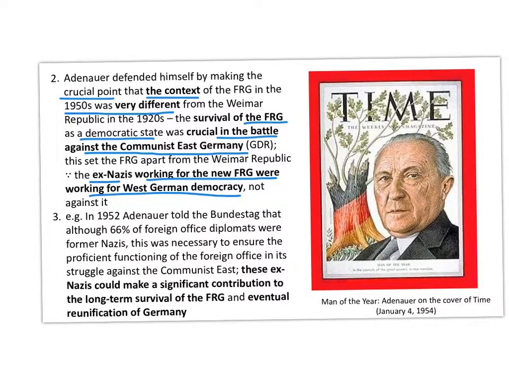So, for example, in 1952, Adenauer told the Bundestag that although 66% of Foreign Office diplomats were former Nazis, and that's an astonishing figure, 2 out of every 3 diplomats, and these are ambassadors, people working abroad in consulates and embassies, 66% of them were former Nazis, it was necessary to ensure proficient functioning of the Foreign Office in its struggle against the Communist East, because this conflict to prevent communism is not an internal issue, it is an external international issue.